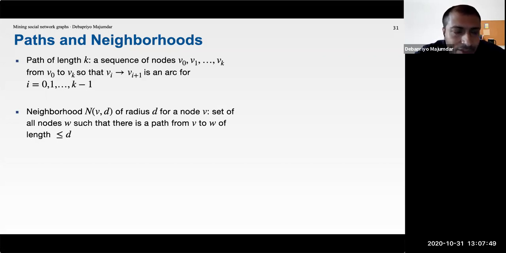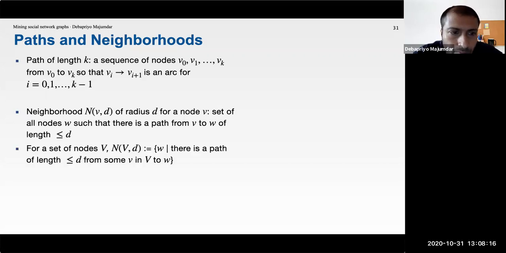Given the definition of path, we can define neighborhood. The neighborhood of a vertex or node V of radius d is the set of all nodes W such that there is a path from V to W of length at most d. So the neighborhood of radius 1 means all the nodes you can reach from V. Radius 2 means all the nodes you can reach with 2 hops, and so on. Just like you can define the neighborhood of one node, you can define the neighborhood of a set of nodes. Given a set of nodes, the neighborhood of radius d is all nodes which you can reach from this set within d hops. It's just a generalization of neighborhood.